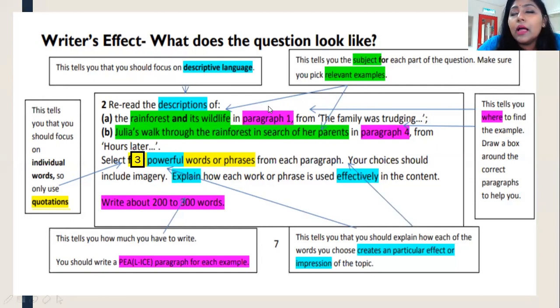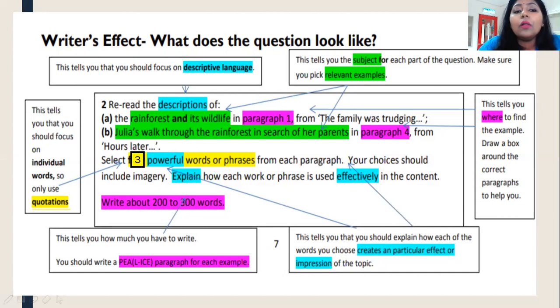And this purple word here, referring to, tells you where you can get your answer, that means the location. So here, based on paragraph 1, you have to look for words and phrases which contain descriptive language about the rainforest and the wildlife. And again, in paragraph 4, you're going to look at descriptive language. That means you look for words and phrases which contain descriptive elements referring to Julia's walk through the rainforest in search of her parents. And you are required to get 3 powerful words or phrases from each paragraph. Therefore, in total, you'll have 6 words or phrases.